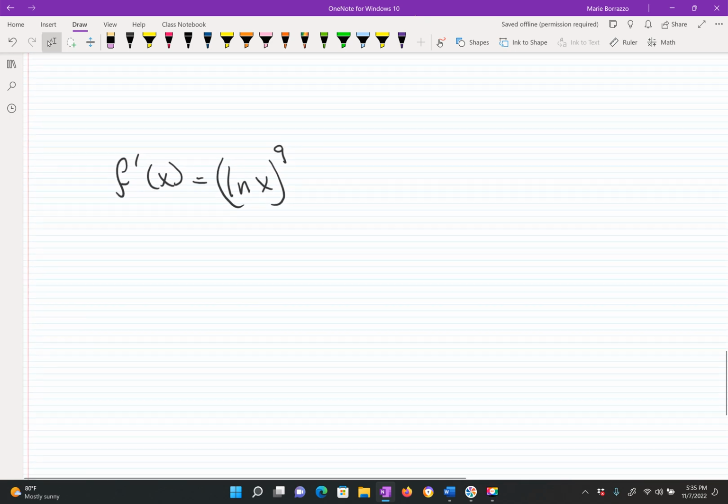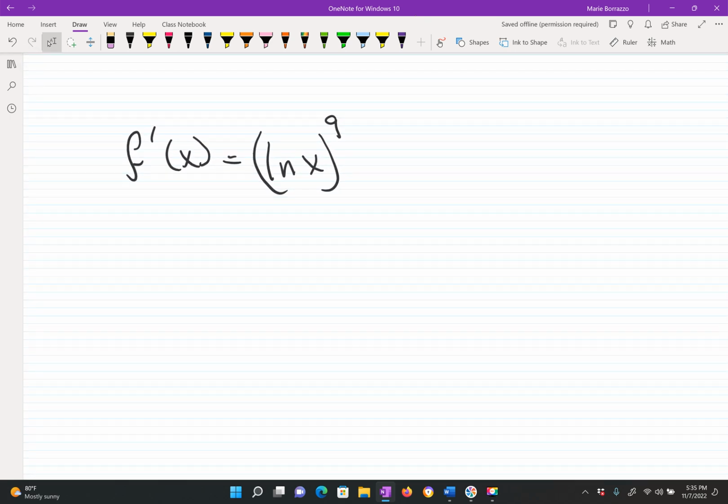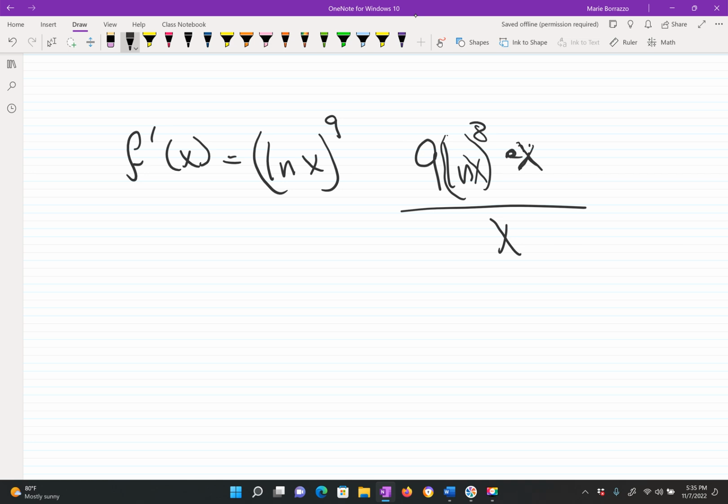All right, so how many of you have this answer for me? What do you think it is? 9 ln x to the 8th over x? What about 9 over x? The natural log should be its own bracket. This is 9 minus 1, which is 8, times x, right? And over x, because remember, the derivative of natural log of x is just 1 over x.